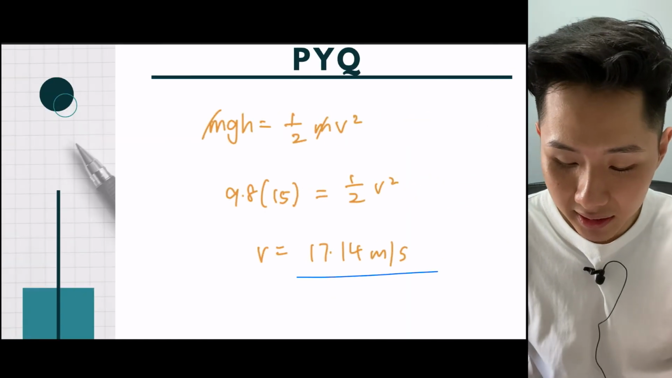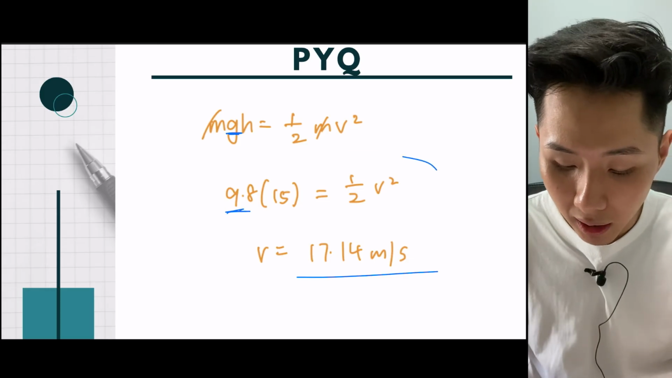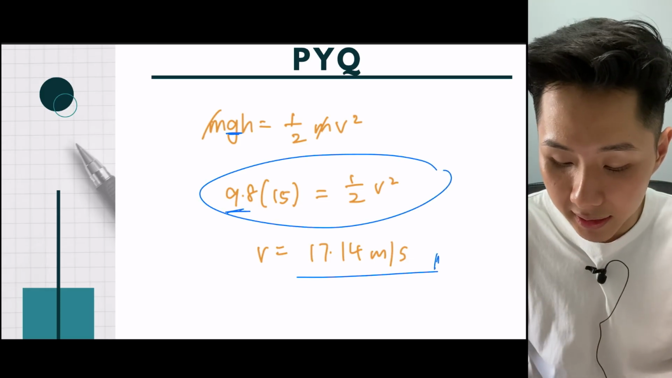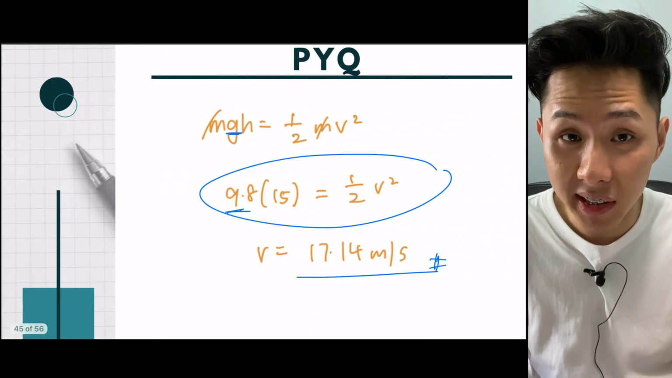If we look into the answer, this is what you'll get, assuming I'm using g as 9.8. And if I plug everything into the calculator, I'll get the answer here. And that will show that the velocity is 17 meters per second.